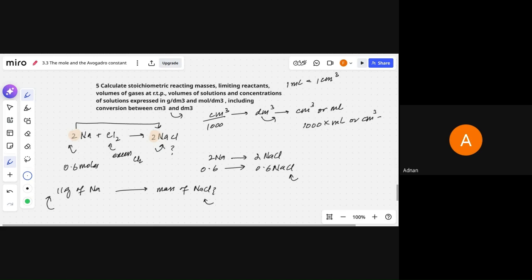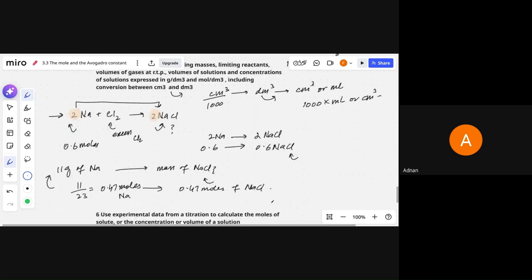Okay, let's do this. Instead of changing the moles from the balanced equation into grams, we can convert this value from mass to moles. So 11 grams divided by 23 gives the moles of sodium, which is 0.47 moles. From the balanced equation, we can see that the mole ratio is 2:2. So 0.47 moles of sodium will produce 0.47 moles of sodium chloride.